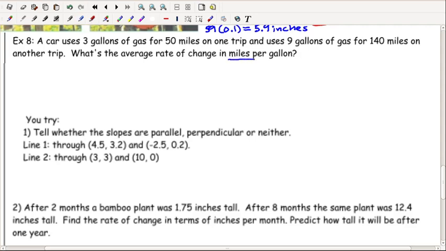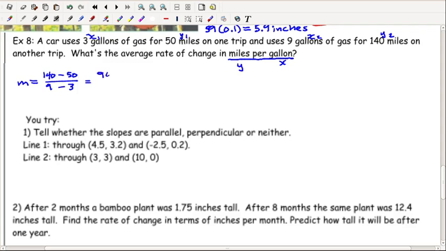So again, this miles per gallon is telling us how to set up our slope equation, because the per is going to be our denominator, that's going to be our x's, and the miles, that's going to be our y's. So this would be my y1 and my x1, and this would be gallons x2 and y2. Then it's just a matter of setting up my slope. So y2, 140, over x2, 9, minus y1, 50, over x1, 3.